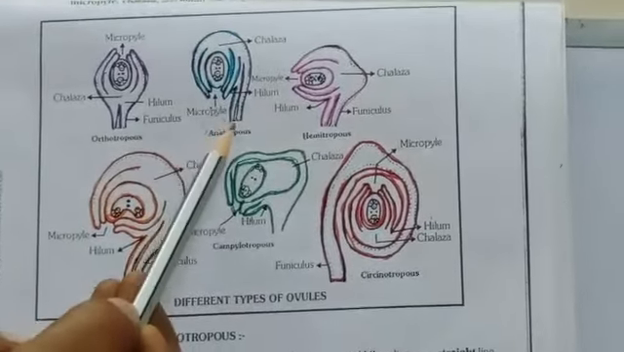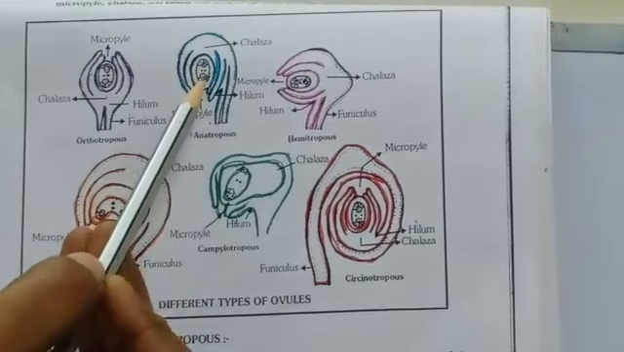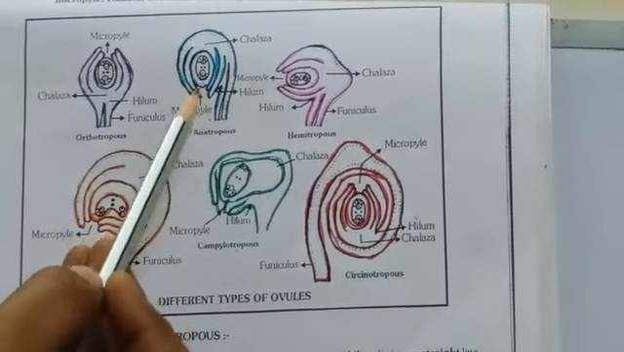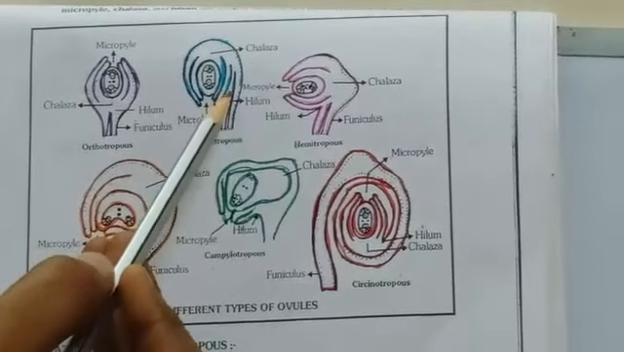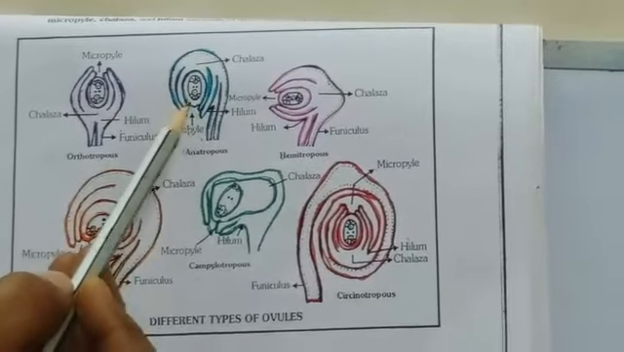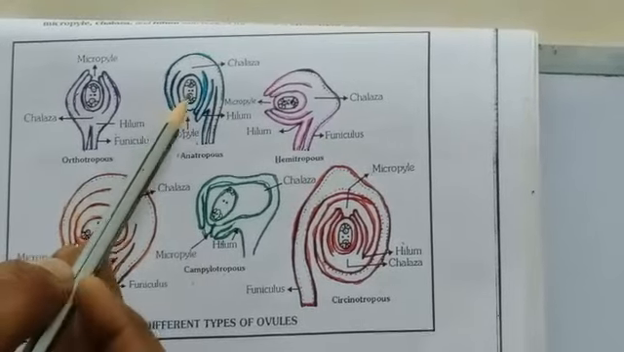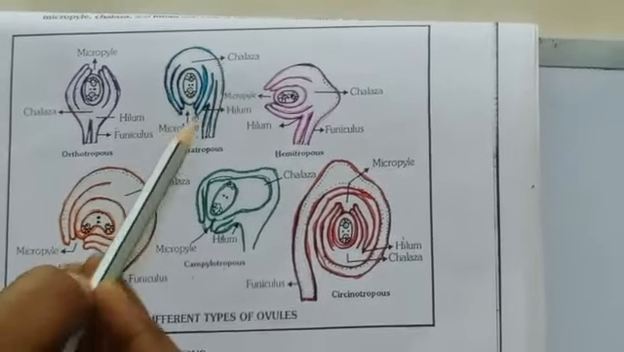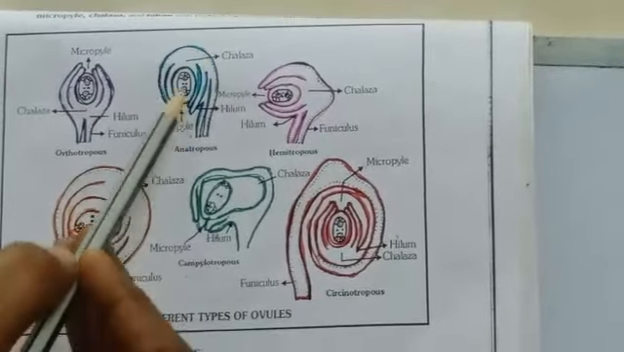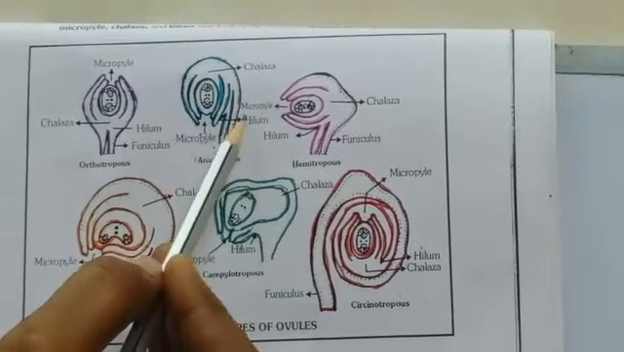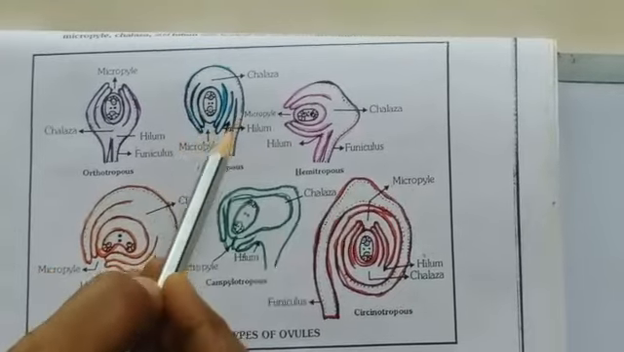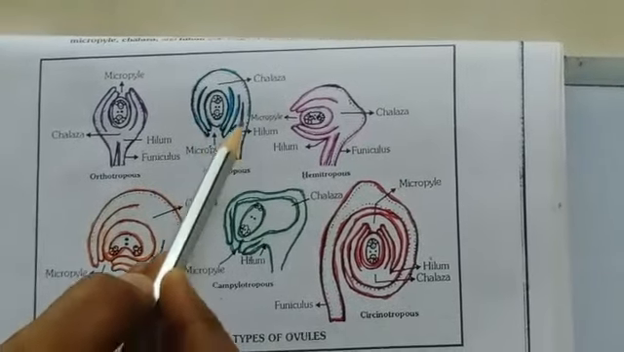Next type of ovule is anatropous ovule. This ovule is completely turned 180 degree. How did it turn 180 degree? Due to lateral growth of funiculus. So it is called an inverted ovule. You can see the chalaza and the micropyle lie in a straight line. At the same time, the micropyle and the hilum lie side by side, very close to each other.